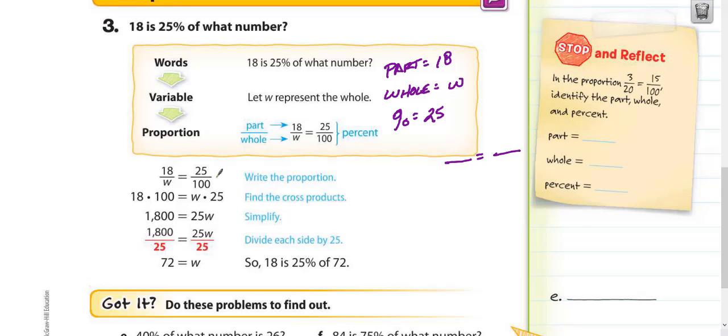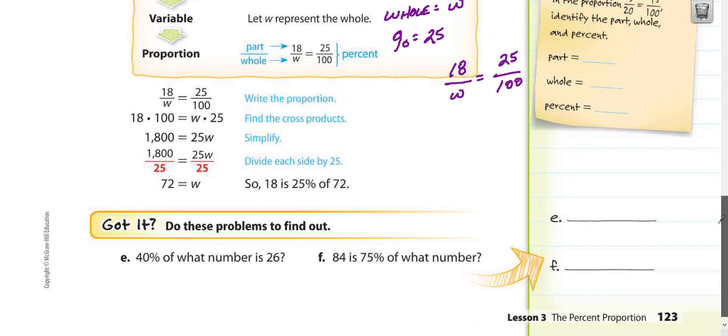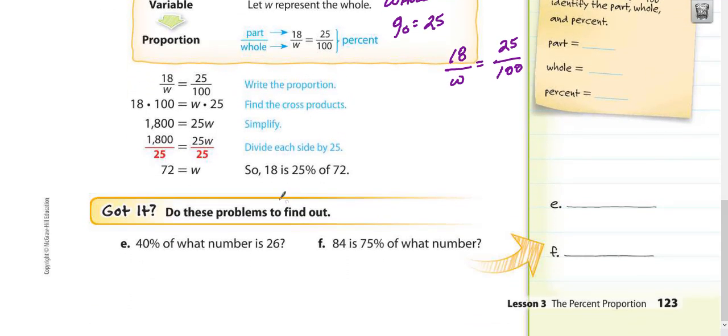Let's use W for whole. I stole that from them. So now this time we're going to have 18 is the part. There's the whole, that's the unknown amount. 25 is the percent. And of course, it's always over 100. And then they go through and they solve that, they get 72. So you're ready to go ahead and do this on your own.